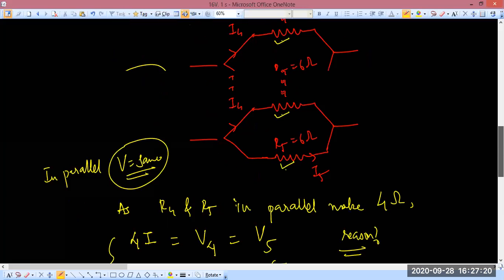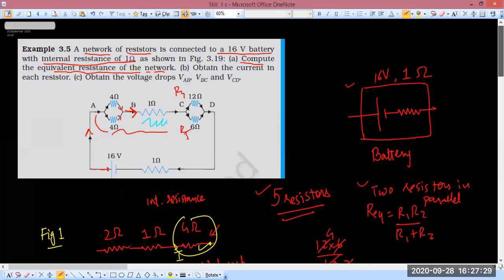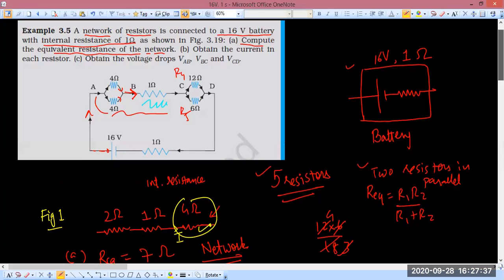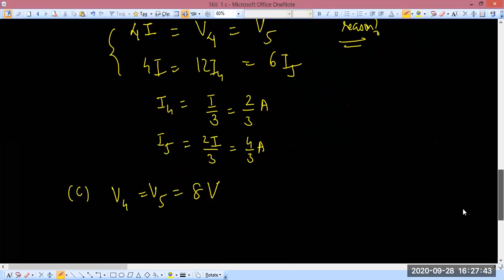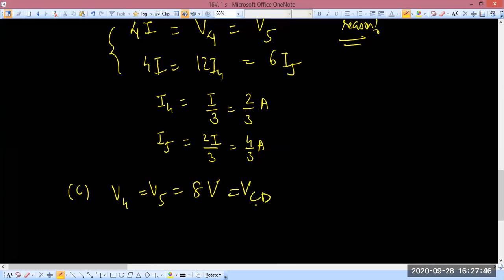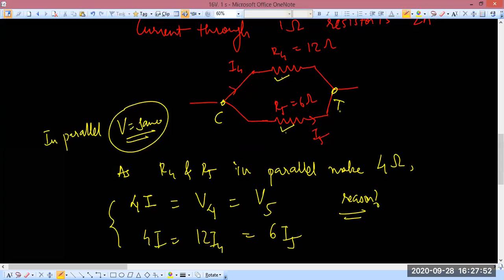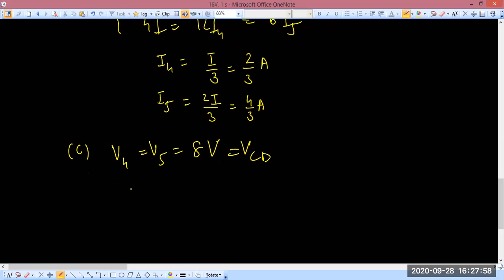Okay, so let's continue with the third question. C part. The C part says obtain voltage drop AB, that is VAB, means potential difference between A and B. Then we have to find potential difference between B and C, and potential difference between C and D. So we have already found potential difference between C and D, right? I hope all of you realize that this is potential difference between C and D because the two resistors were connected such that this is C and this is D, right? Okay, so that's done. Now let's look at potential difference AB, right?